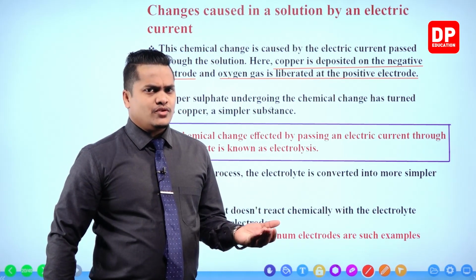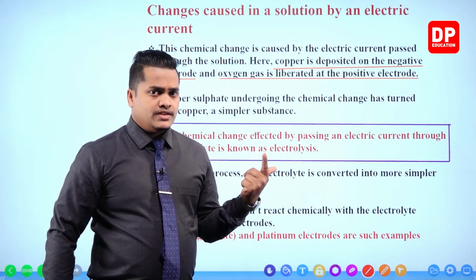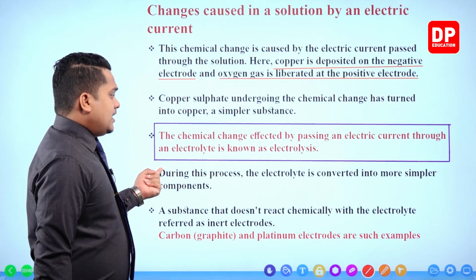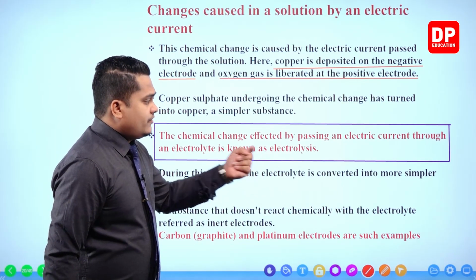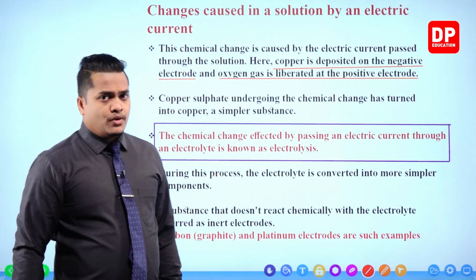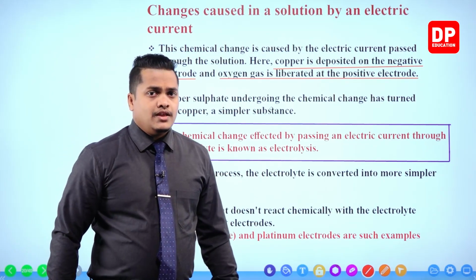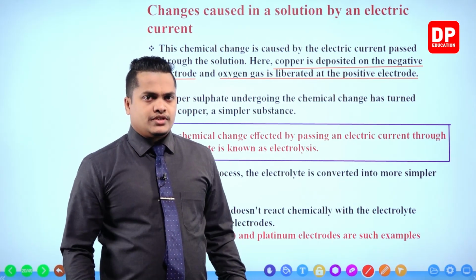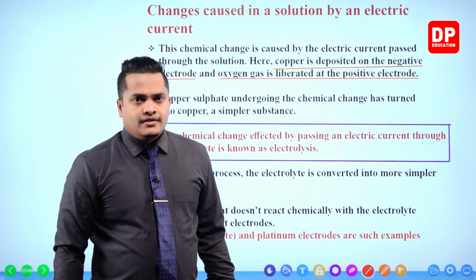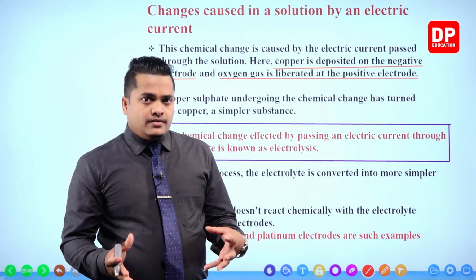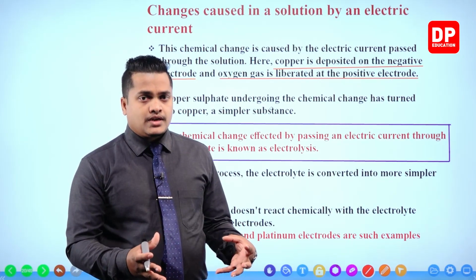What kind of a change is going to happen within the electrolyte? Here the electrolyte is getting converted into simpler components. For example, if you take copper sulfate solution, copper is created from the copper sulfate compound.